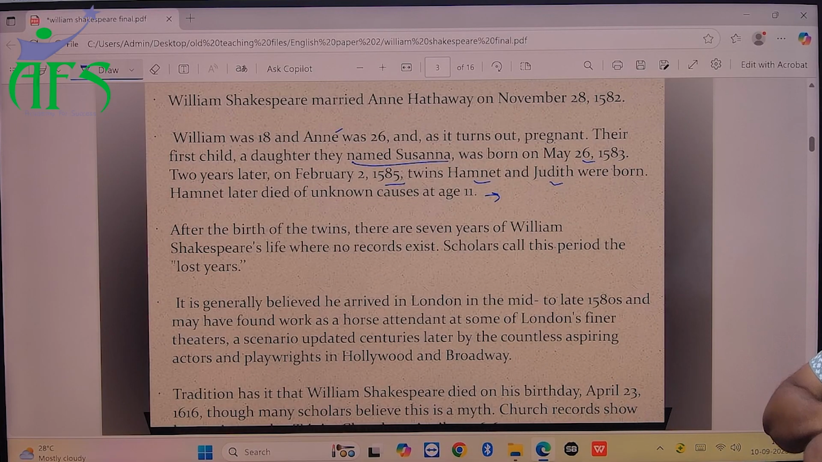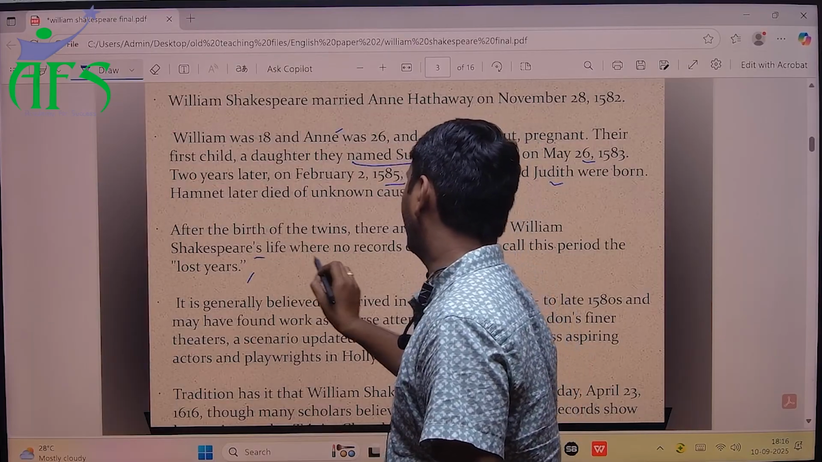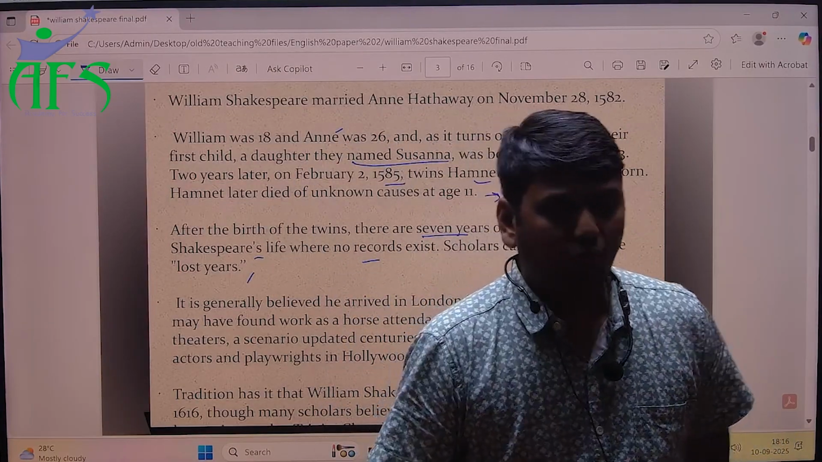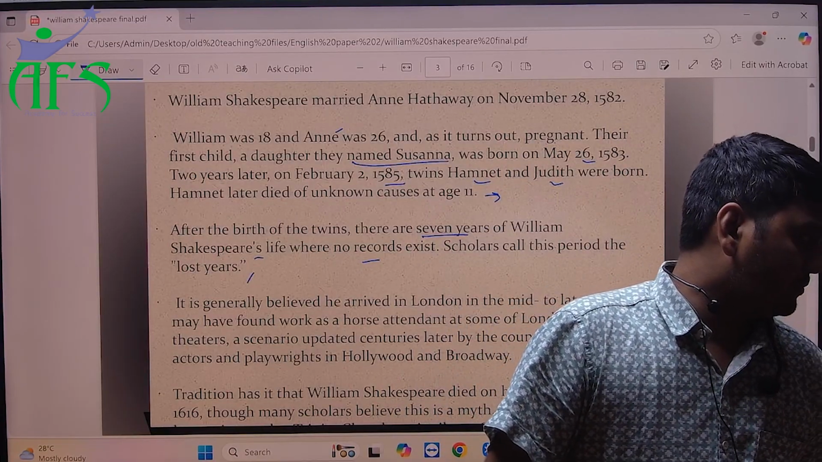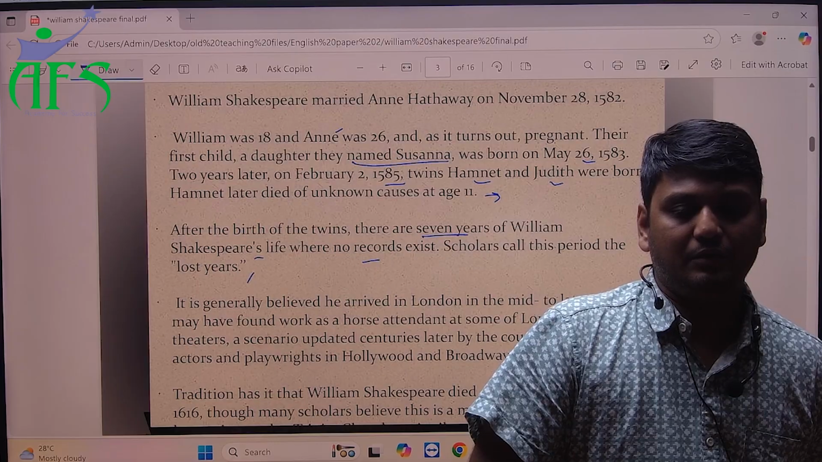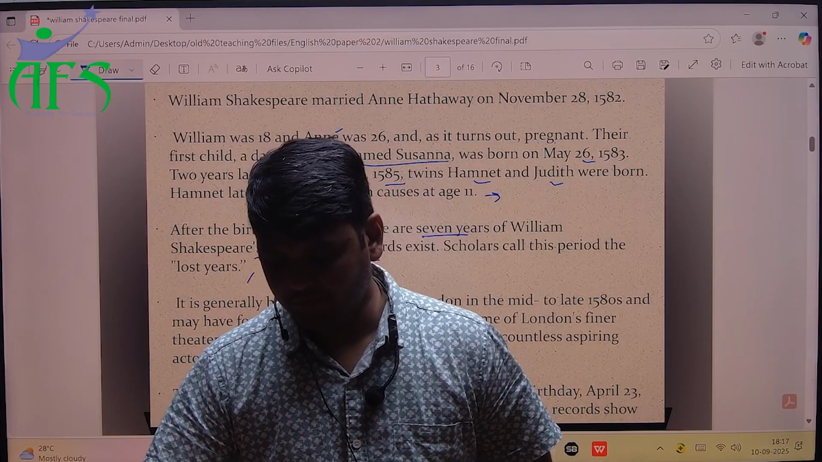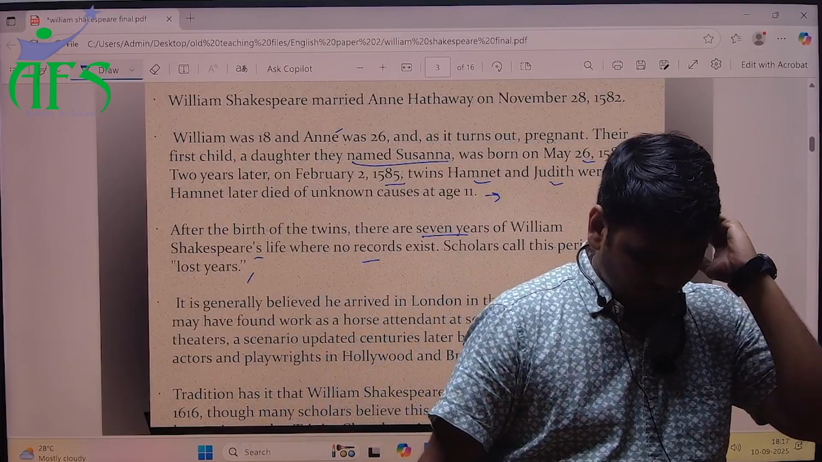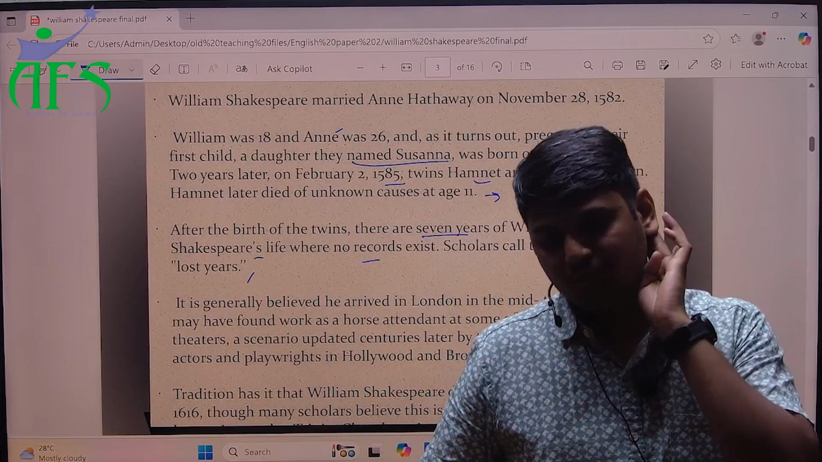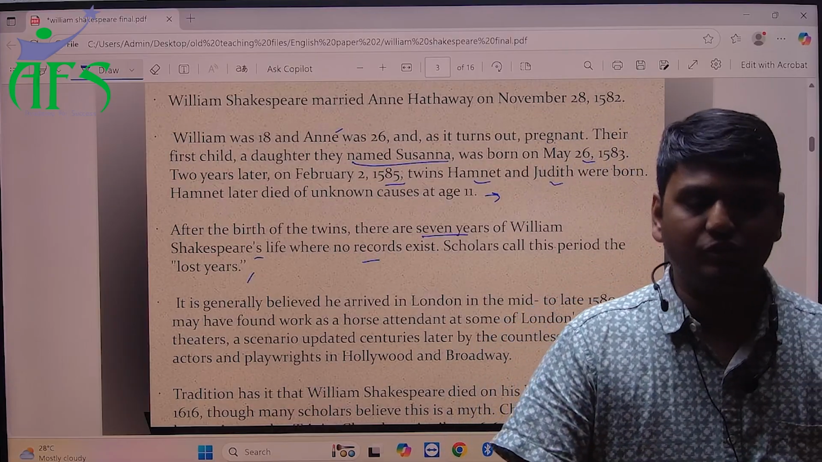After the birth of the twins, there are 7 years of William Shakespeare's life where no record exists. Scholars call this period the lost years of his life. There were some assumptions that he had a quarrel with his neighbor, and to avoid capture by the police, he left his village. Then there are some assumptions that he worked as a teacher in between.